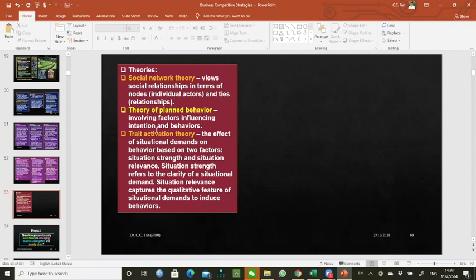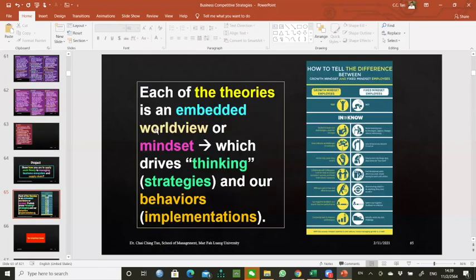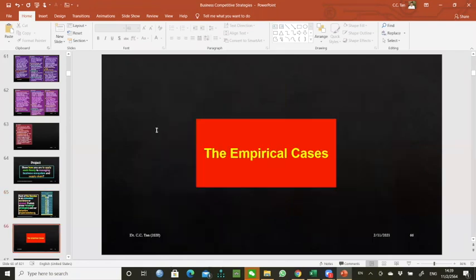And I hope that you continue to learn. It's not straightforward. You have to be able to master all these issues. Okay, and each theory provides a certain mindset, certain paradigms, certain understanding, certain concepts, which drive your thinking, which is strategies, and therefore influence your implementation.